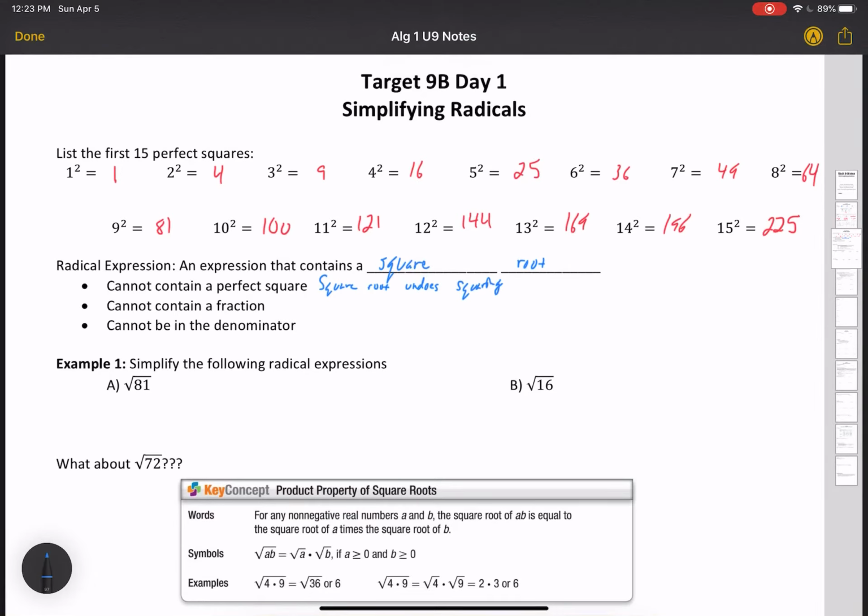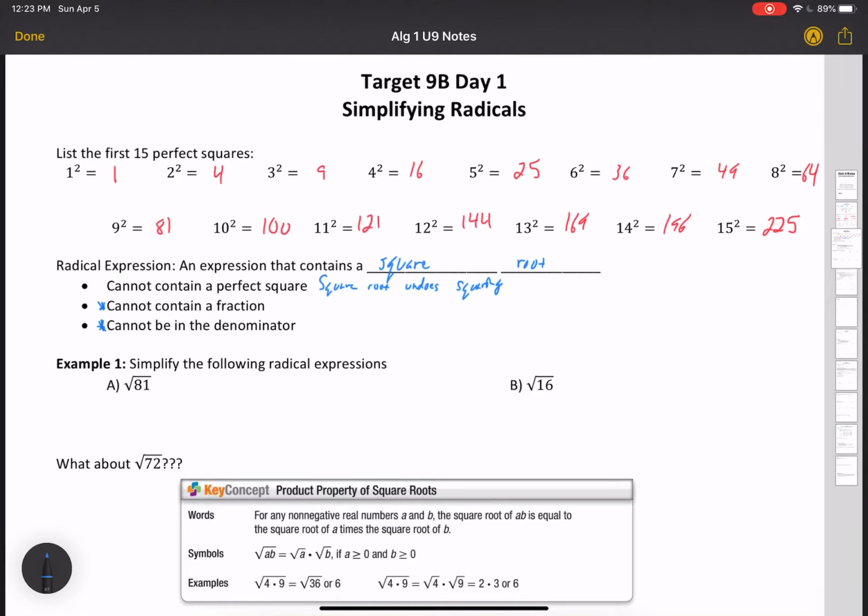A square root cannot contain a fraction, and a square root cannot be in the denominator. And these last two are more important for your next future math class. Just wanted to introduce that here, that way you knew that it existed.